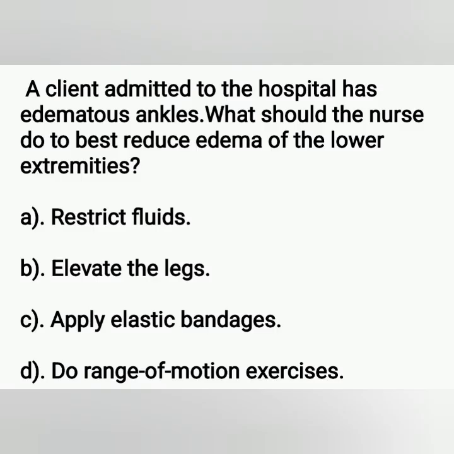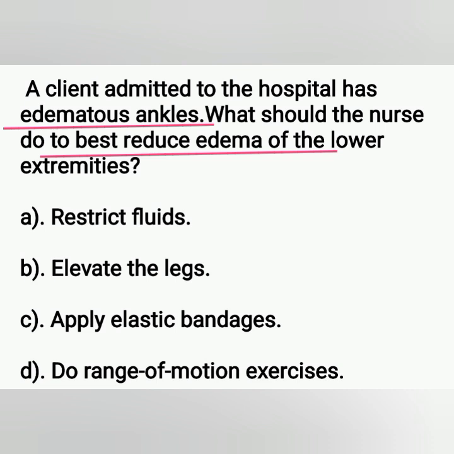Move on to the next question. A client admitted to the hospital has edematous ankles. What should the nurse do to best reduce edema for the lower extremities? Options. Option A, restrict fluids. Option B, elevate the legs. Option C, apply elastic bandage. Option D, do range of motion exercise.